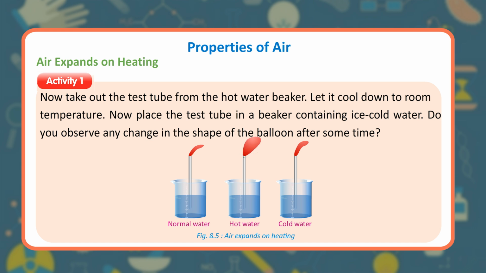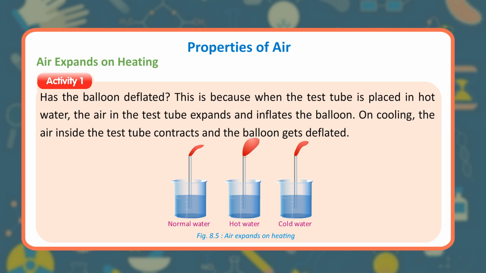Now take out the test tube from the hot water beaker. Let it cool down to room temperature. Now place the test tube in a beaker containing ice-cold water. Do you observe any change in the shape of the balloon after some time? Has the balloon deflated? This is because when the test tube is placed in hot water, the air in the test tube expands and inflates the balloon. On cooling, the air inside the test tube contracts and the balloon gets deflated. Normal water, hot water, cold water.